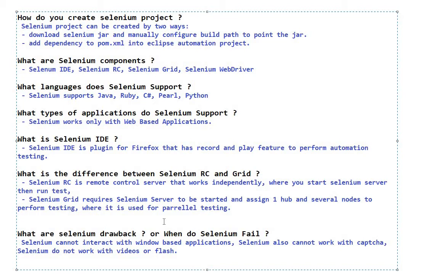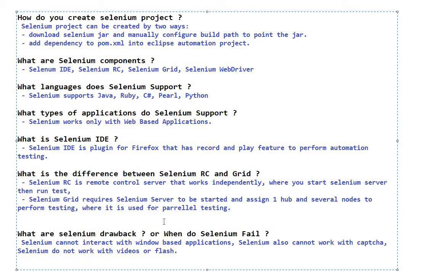What are the differences between Selenium RC and Grid? Selenium RC means remote control, where you have to start the Selenium server in order to run the test. Selenium Grid requires the Selenium server to be started and then you assign one hub and work with the nodes. So Selenium Grid is used if you want to run parallel testing across different operating systems or different nodes. One machine will be the hub and the other machines will be nodes. They work with the hub. That's how the grid works.